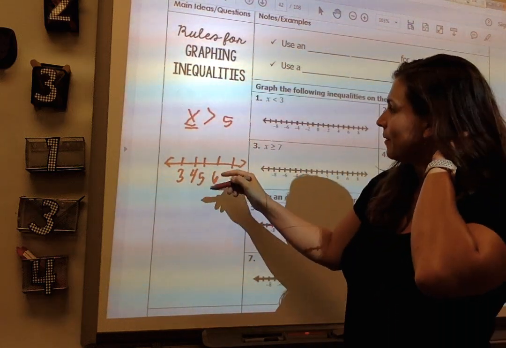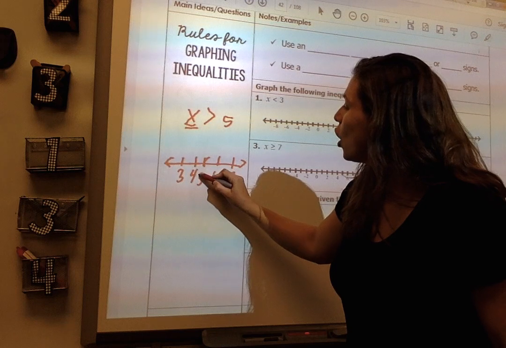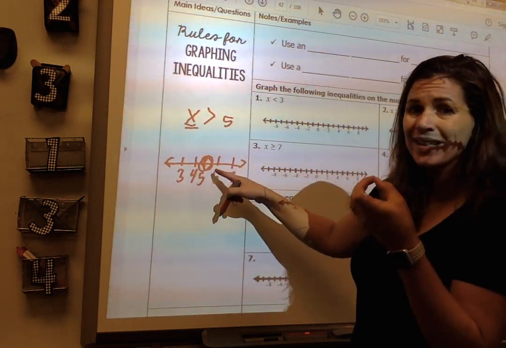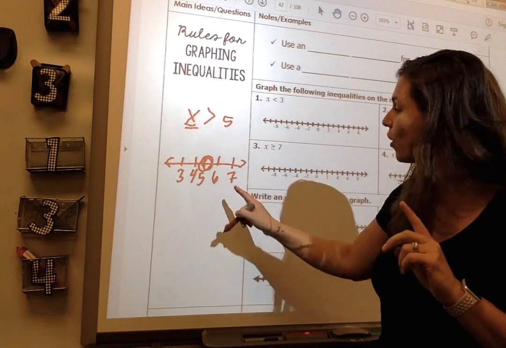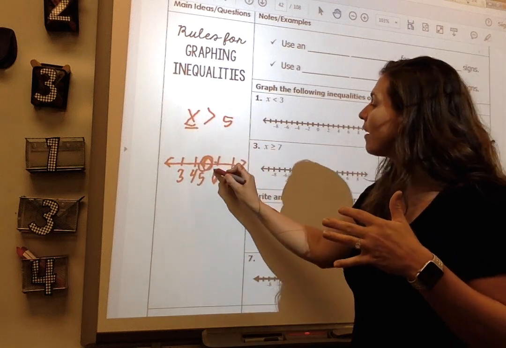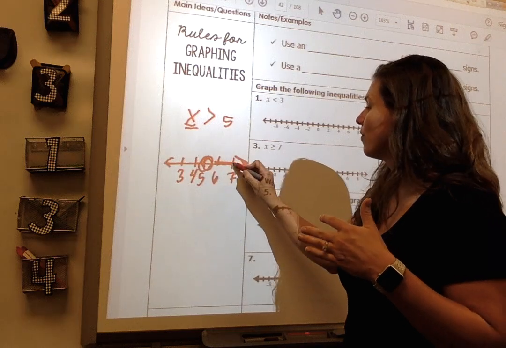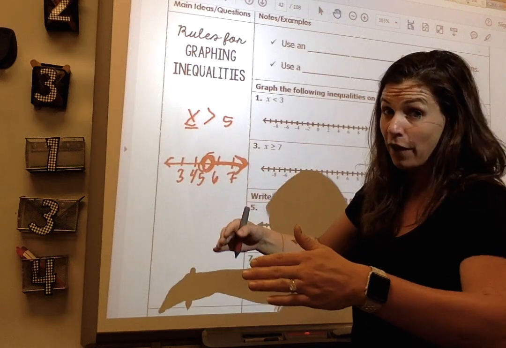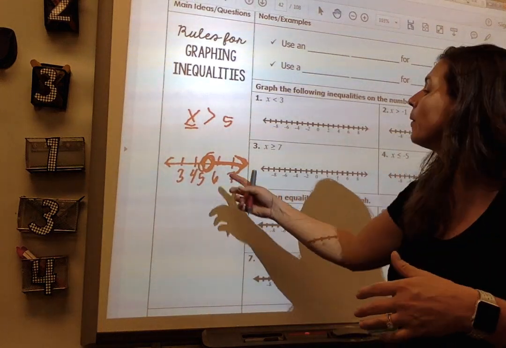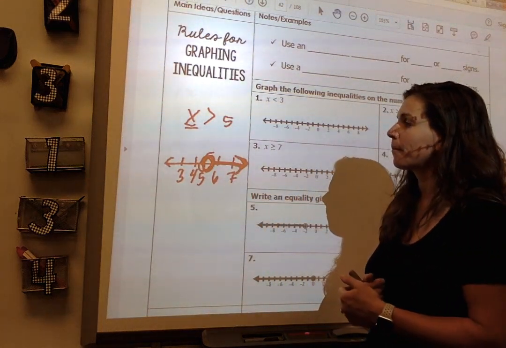And if we graphed it, it's an open circle on 5, because when you have an open circle, it tells the reader that 5 is not a part of this inequality. But if x is greater than 5, it's any number greater than 5. So it can be like 5.111 or 5.5 or 5 3/4, and any number greater than 5.